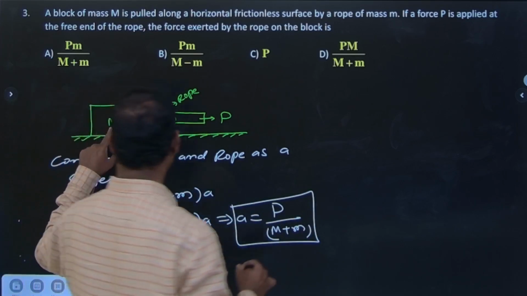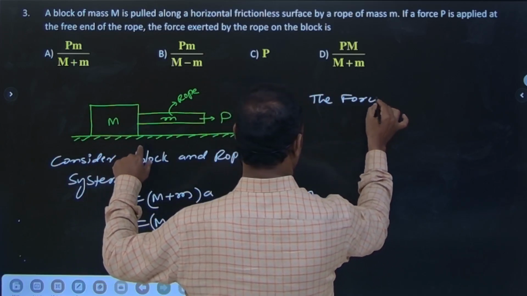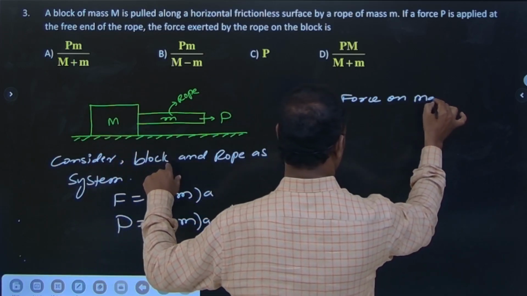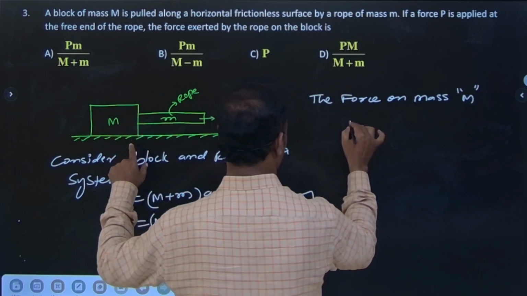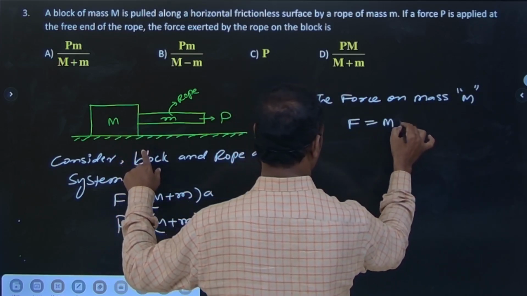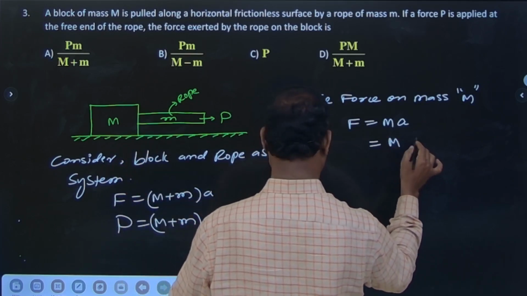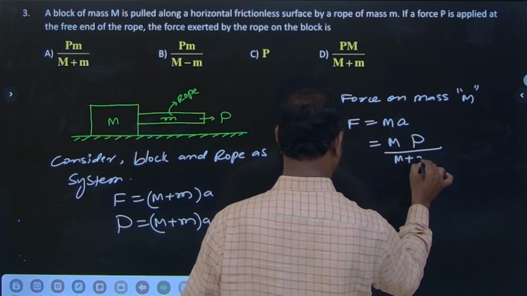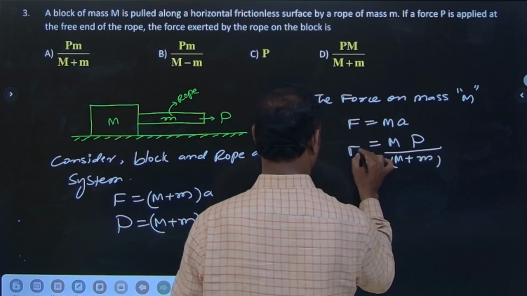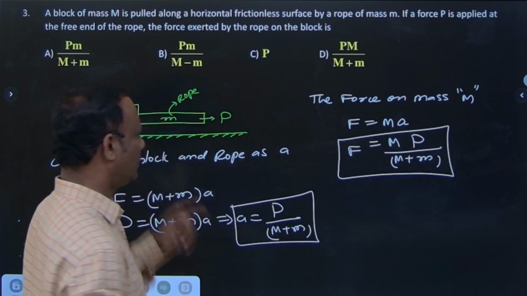So the force on mass capital M: F is equal to M into A, where M means capital M, and A is P by M plus small m, the applied force over the total mass. So this is the force on mass capital M.